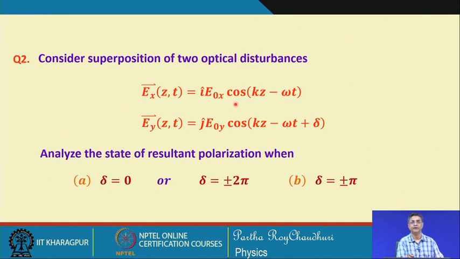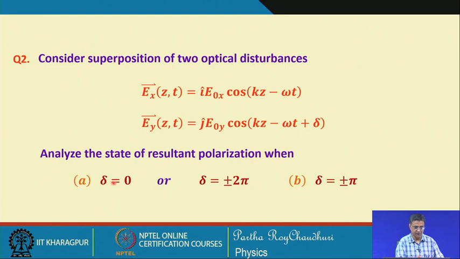We have seen that whether you write k z minus omega t or omega t minus k z, obviously this wave is z propagating and the polarization is along x. This wave is also z propagating, but the polarization is along y. So, we have considered two waves which are orthogonal to each other. One is x polarized, another is y polarized, and we take the superposition of these two. Analyze the state of the resultant wave as it propagates along the z direction.